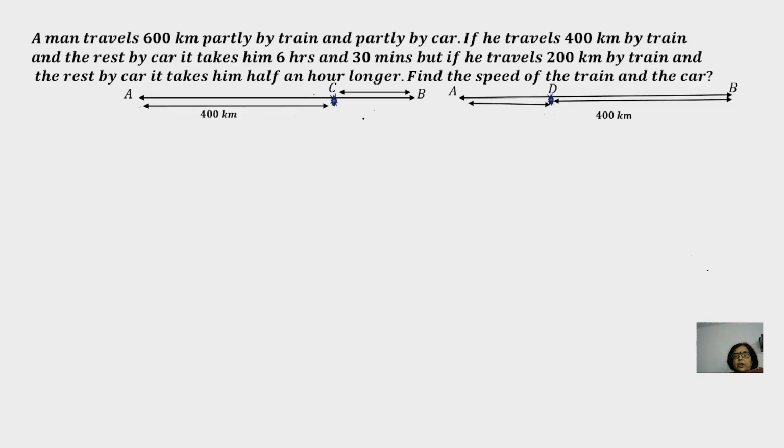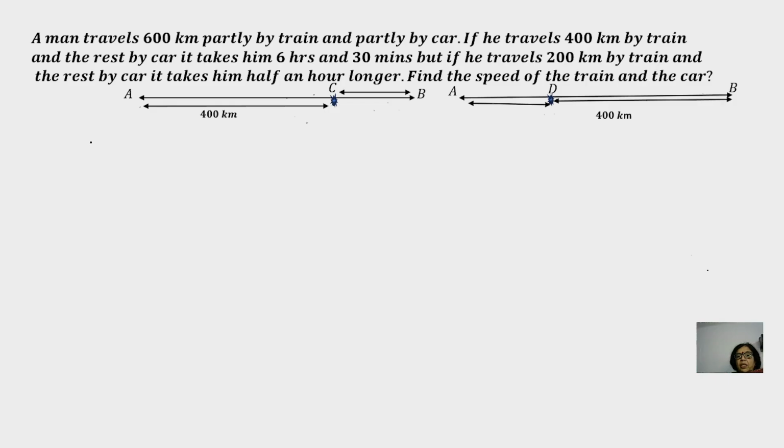So the total journey done by the person is a distance of 600 km. But there are interruptions in the journey. In the first case, he starts his journey by train and covers a distance of 400 kilometers. Say at the point C, he switches over to the car and does the rest of the journey by car. In the second case, he starts again by train and does only the first 200 kilometers by train and the rest of the journey, that is 400 kilometers, by car. So now we are supposed to find out the speed of the train and the car.